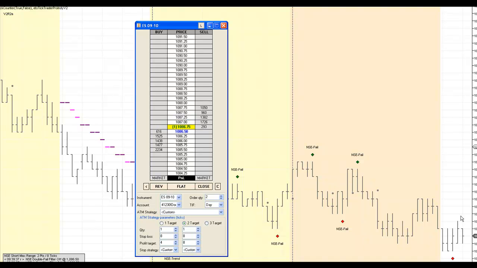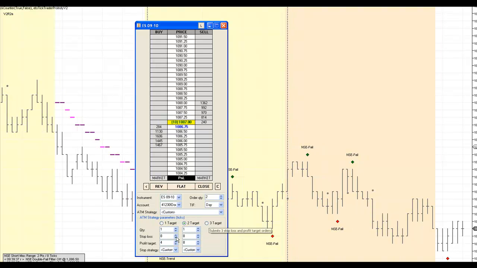But in any event, if we get a normal system entry, I want to take it. It will be to the long side. And how I'm doing it, I normally just use 2 different targets. Sometimes you can use 3. I'm using 1 and 1. You could use 2 and 2, or any variation based on your risk tolerances and your risk capital.